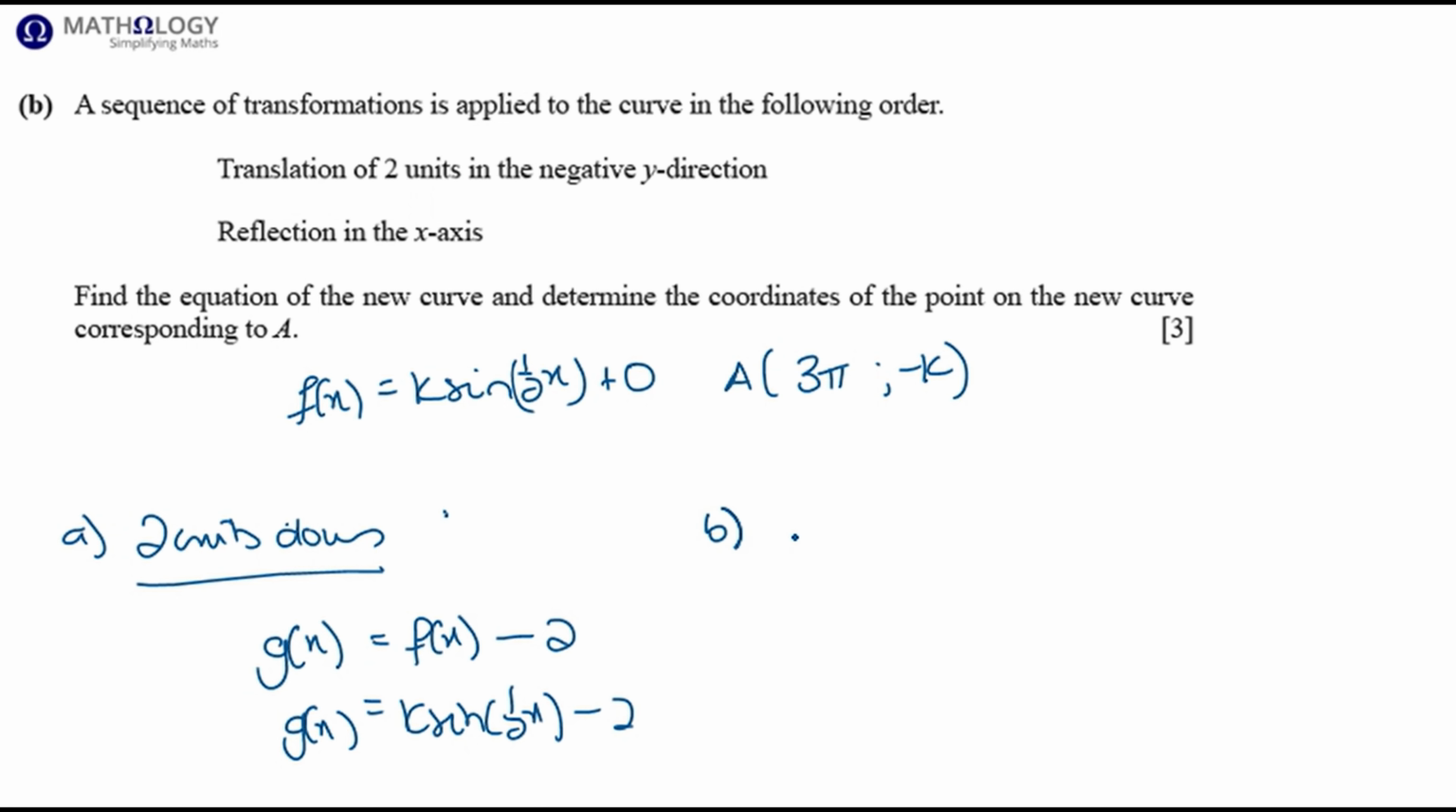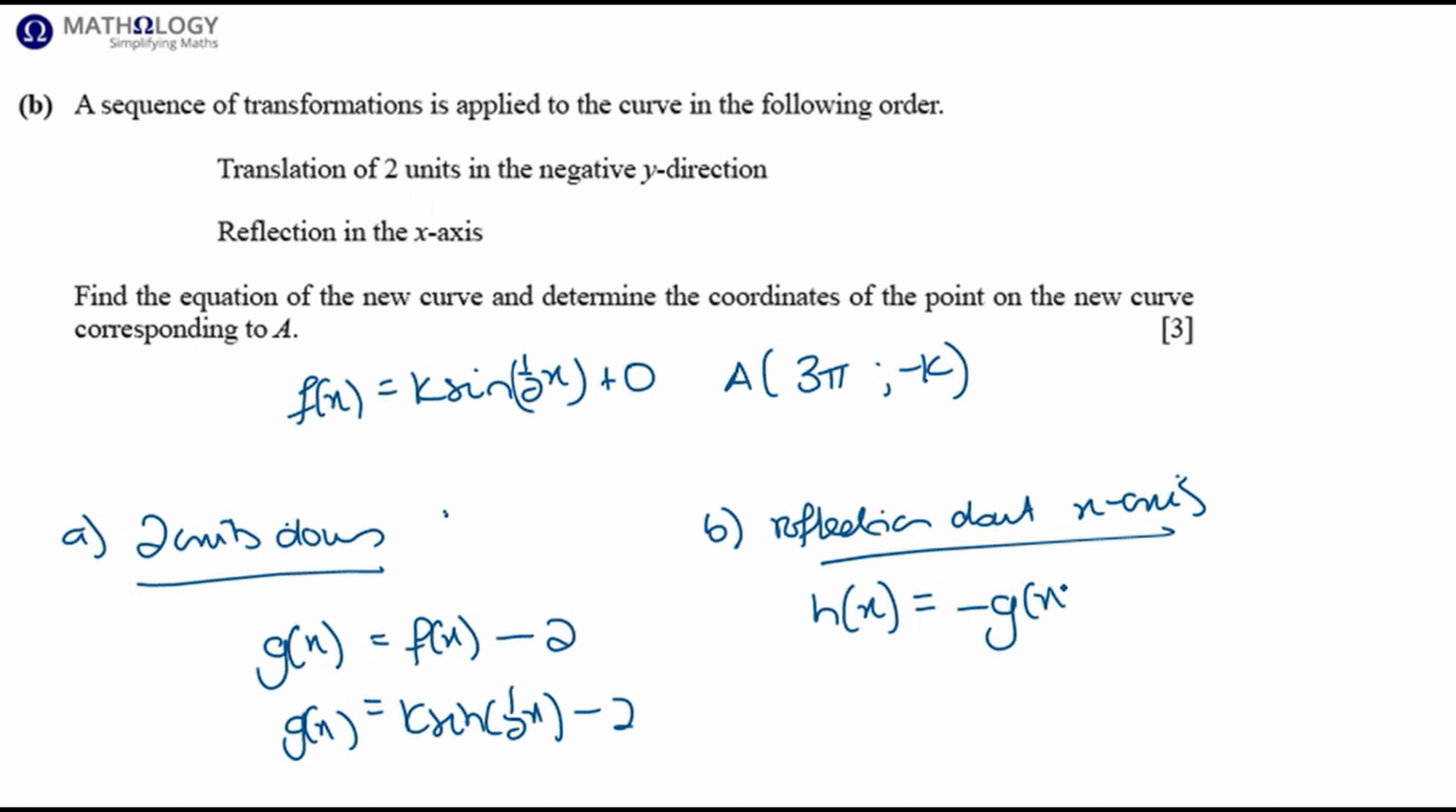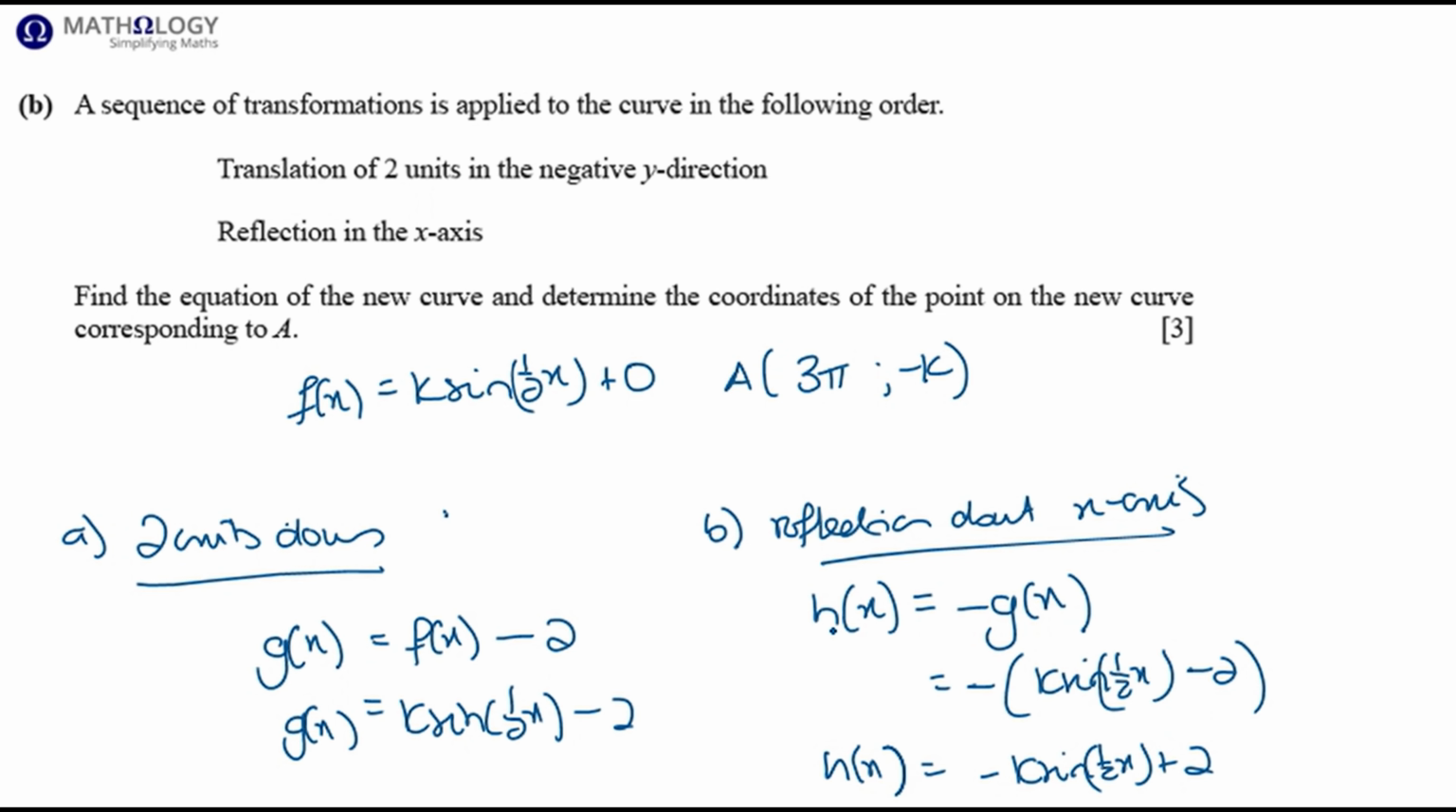And then the next transformation is a reflection about the x-axis. When we reflect a function about the x-axis, we change the sign of y. In other words, for our transformed shape, the reflection about the x-axis, h of x, we change the sign of g of x. So h of x will be minus g of x. So that will be minus k sine a half x minus 2, and that equals minus k sine a half x plus 2. This is the function h of x.